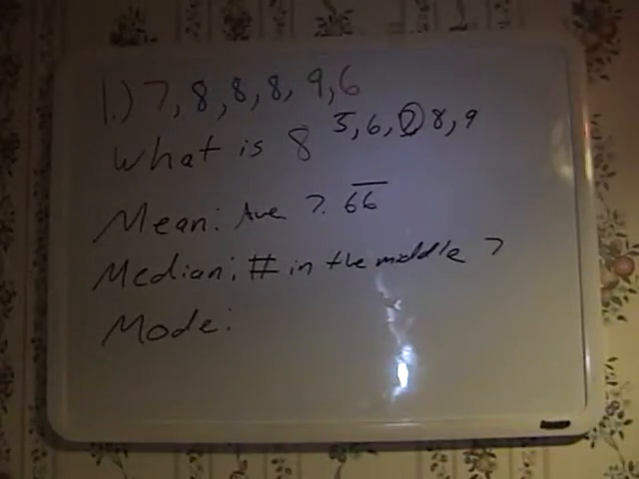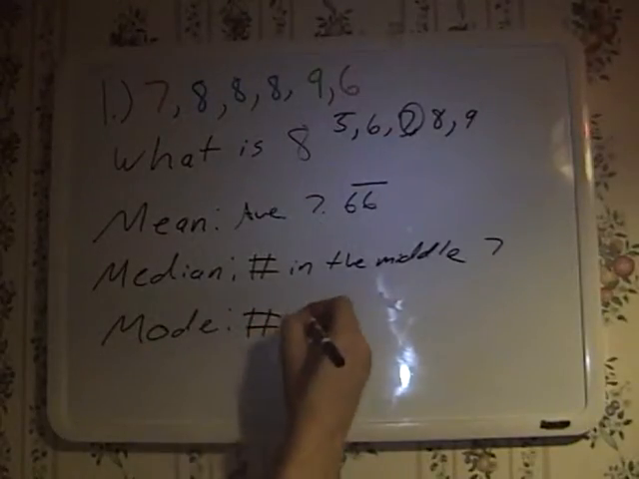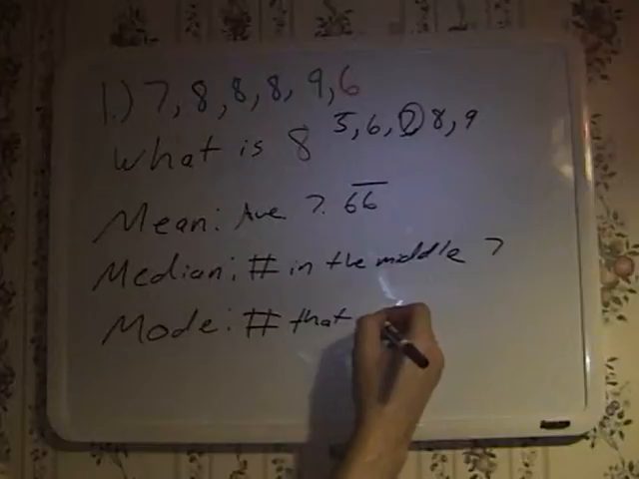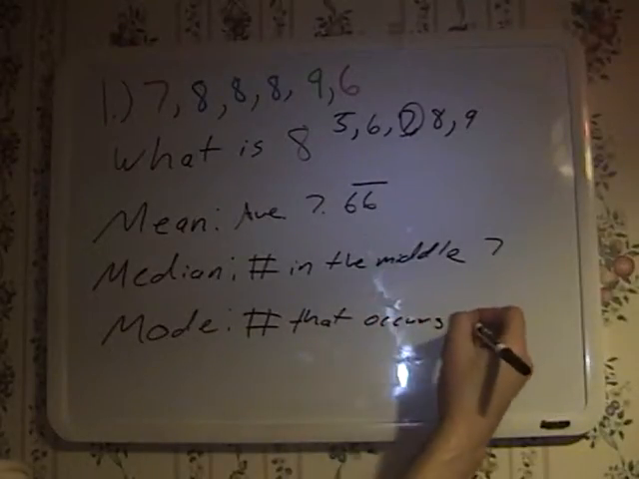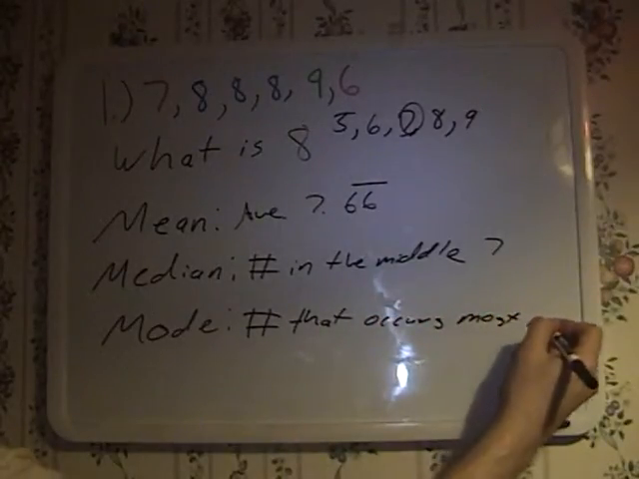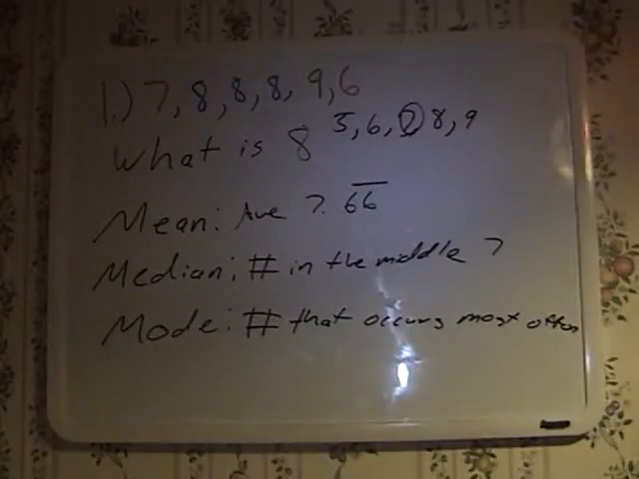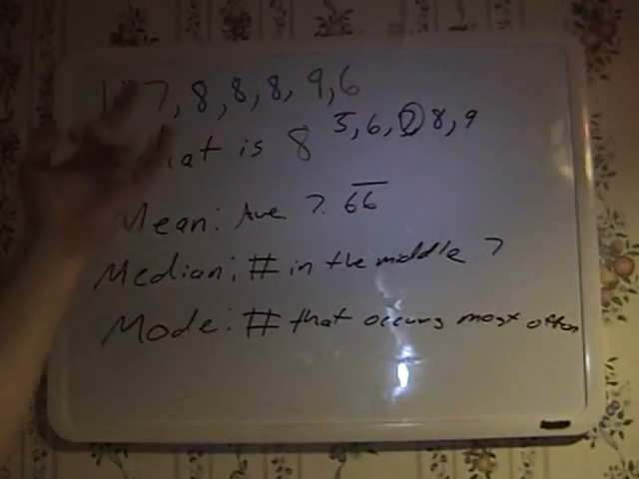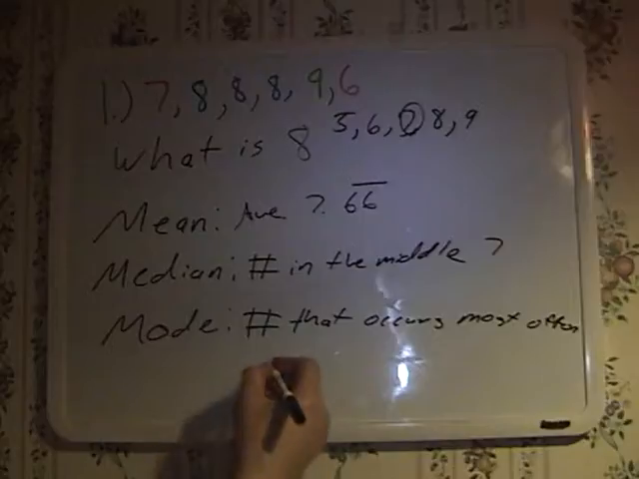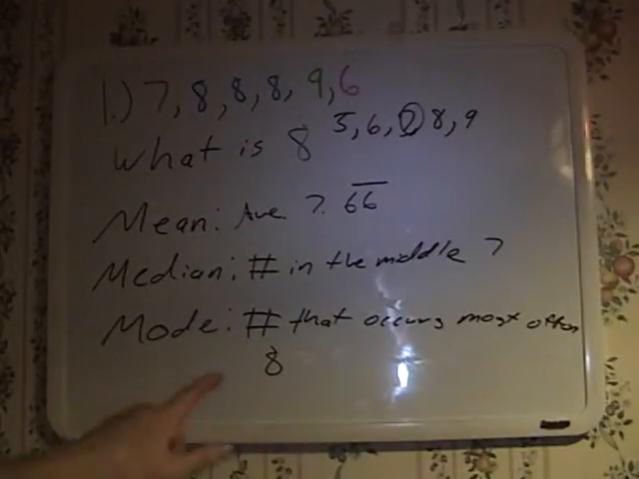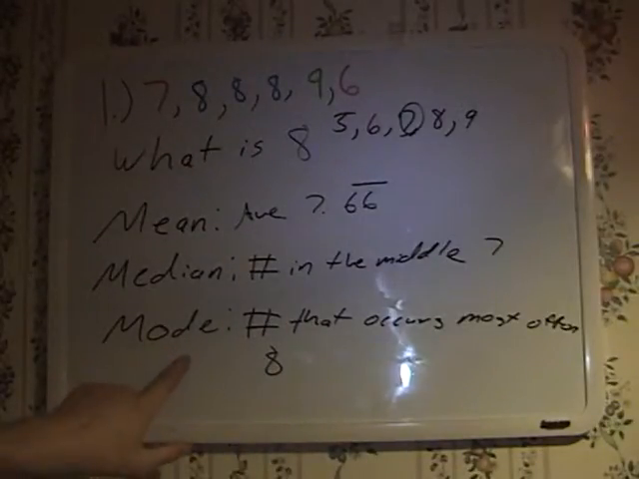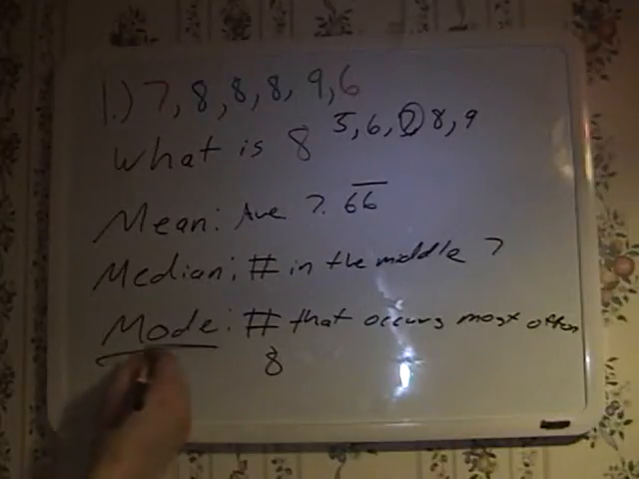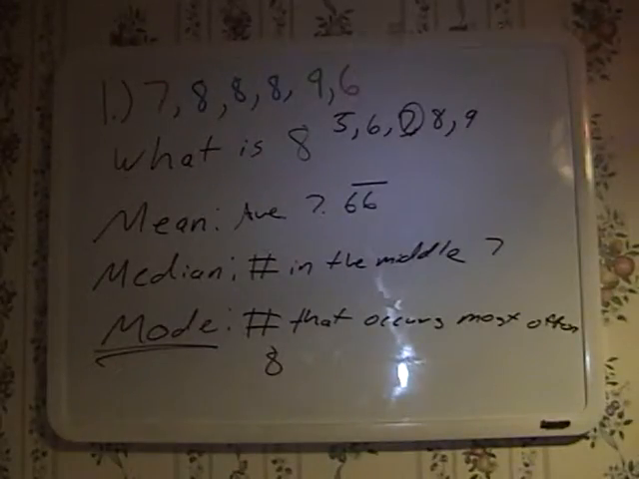The last term we're going to talk about is mode. And what mode is, is the number that occurs most often in your set of numbers. As we see, that's very obviously 8 for our mode. So 8 is the mode. And again, this is a question where I have to give you the answer to show you how to do it, but don't expect that too much.